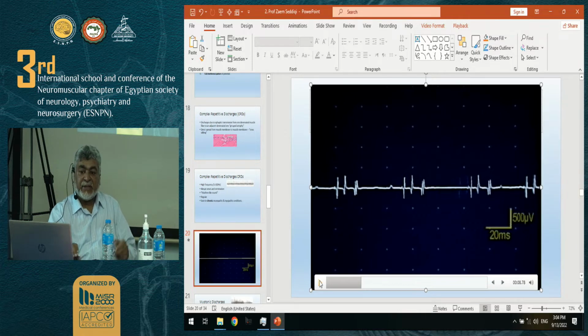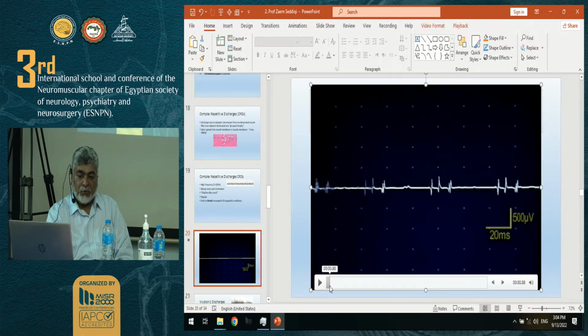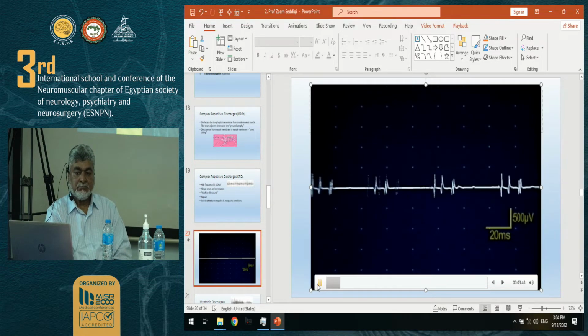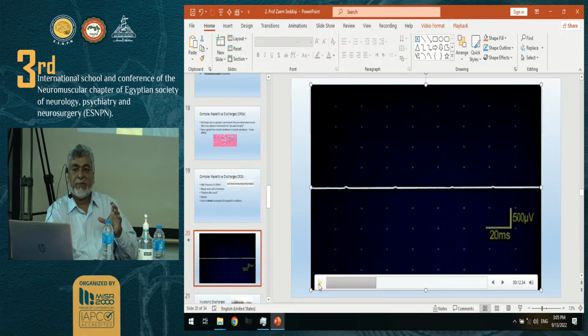Sudden onset and sudden stopping. Okay. Here we go one more time. See, it suddenly stopped. All of a sudden, it stopped. That is a hallmark of CRD. Motor units don't do that. Fibrillation, fasciculation don't. This is a hallmark of complex repetitive discharge.